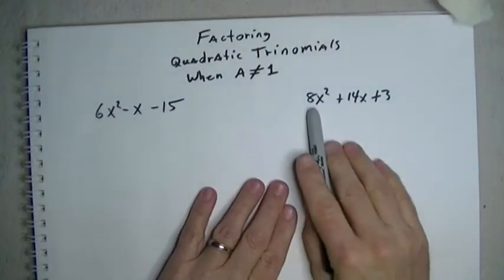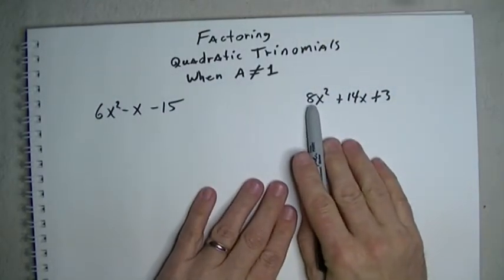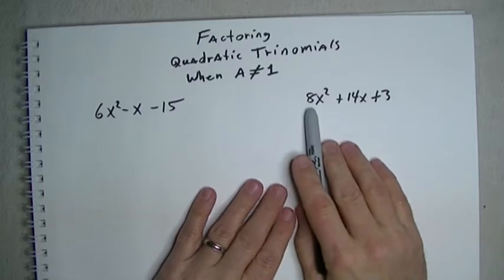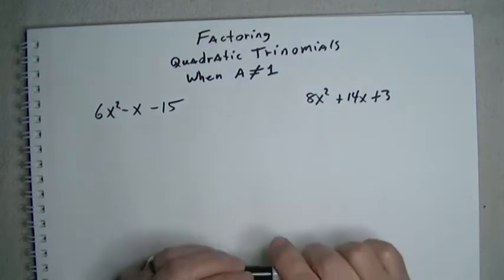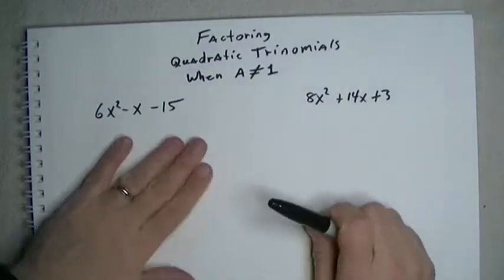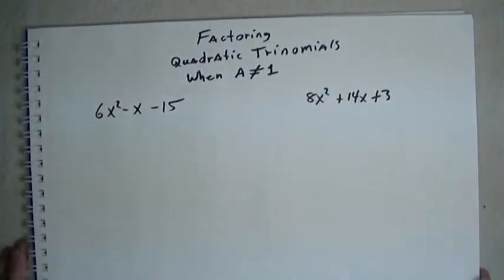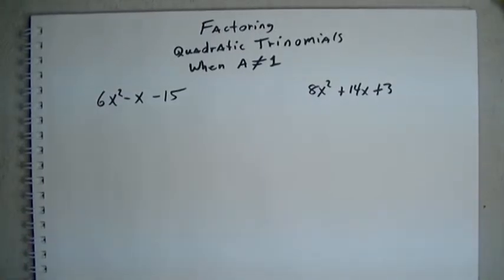I've got another example over here where the leading coefficient, the coefficient of the x squared, is an 8, and that's not a 1. So we have to use a slightly different technique. It takes an extra step or two, but it's still not too hard. If it's factorable, this is how you do it.